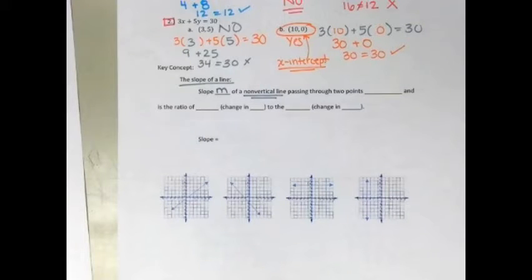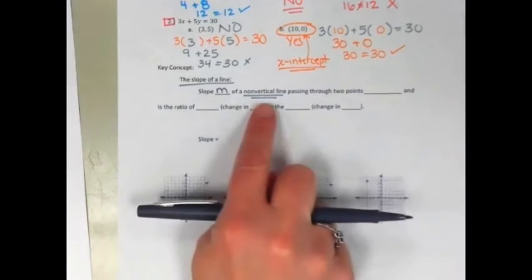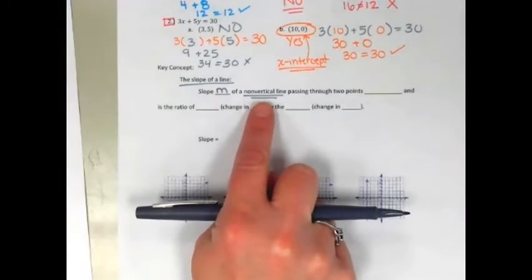What makes something a function? Right, it has to pass the vertical line test. Does a vertical line pass a vertical line test? No, it doesn't, does it? Because every single value of x is going to be the same, right? So that's why there's no slope of vertical lines.